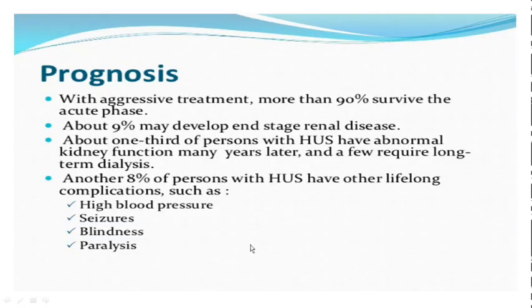Prognosis: with aggressive treatment, more than 90% of HUS patients can survive, and 9% of them can develop end-stage renal disease. Even one third of the patients with HUS have abnormal kidney function many years later, and they may require long-term dialysis or renal replacement therapy. And 8% of the patients with HUS have other lifelong complications like high blood pressure, seizures, and paralysis.